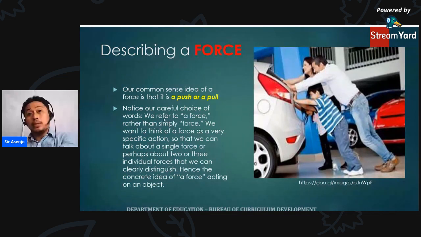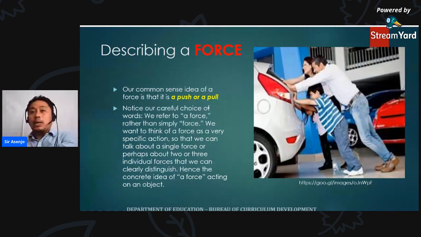Notice our careful choice of words. We refer to a force rather than simply force. We want to think of a force as a very specific action so that we can talk about a single force, or perhaps about two or three individual forces that we can clearly distinguish. Hence, the concrete idea of a force acting on an object.